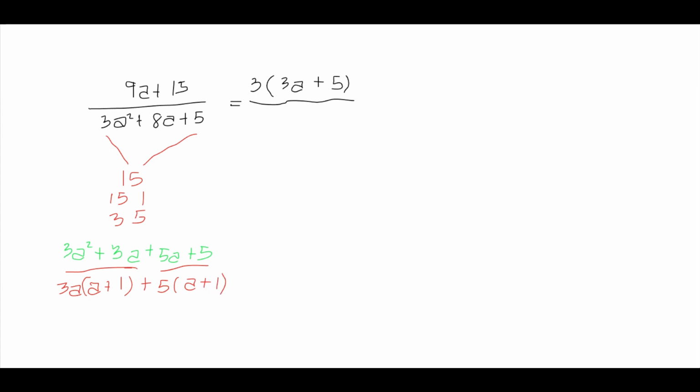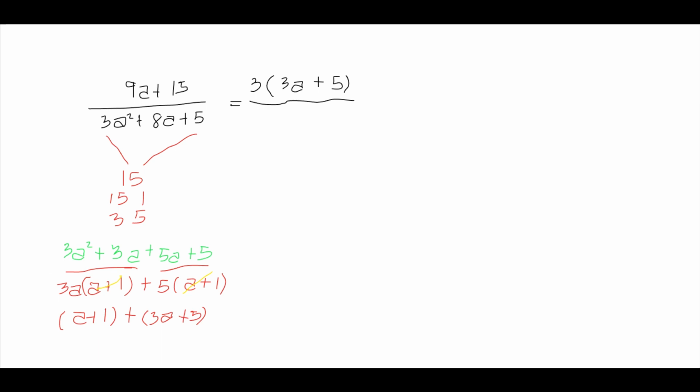So right now, our common factor is a plus 1. We just need to copy our common factor here, so we have a plus 1, plus, just copy the 3a plus 5. So this is the factored form of the expression 3a squared plus 8a plus 5.